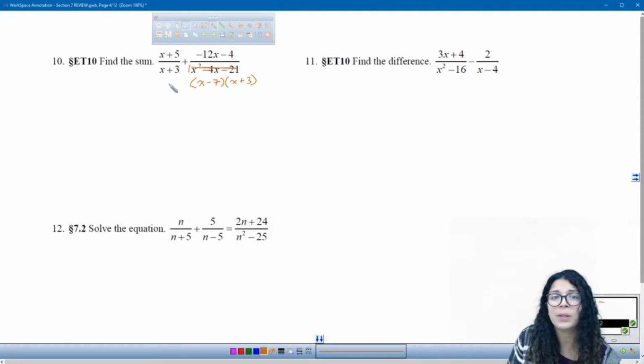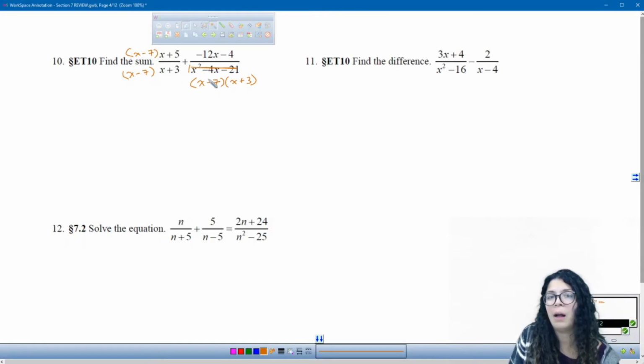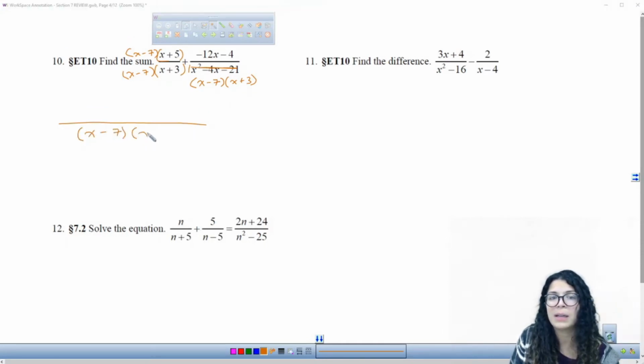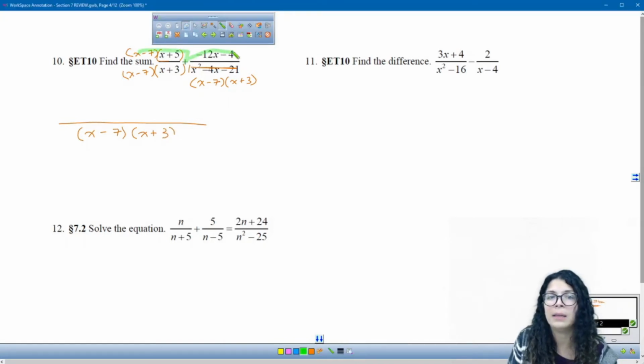So if you factor it, you actually see that this fraction does actually have an x plus 3 factor. So that means that I don't need to multiply this fraction by anything. All I need to do is multiply this fraction by the x minus 7. And then now both of the fractions have that common denominator. Now remember, once the common denominator is there, it stays the same for your result. So the denominator is x minus 7 times x plus 3. And then we could just go ahead and combine the top.